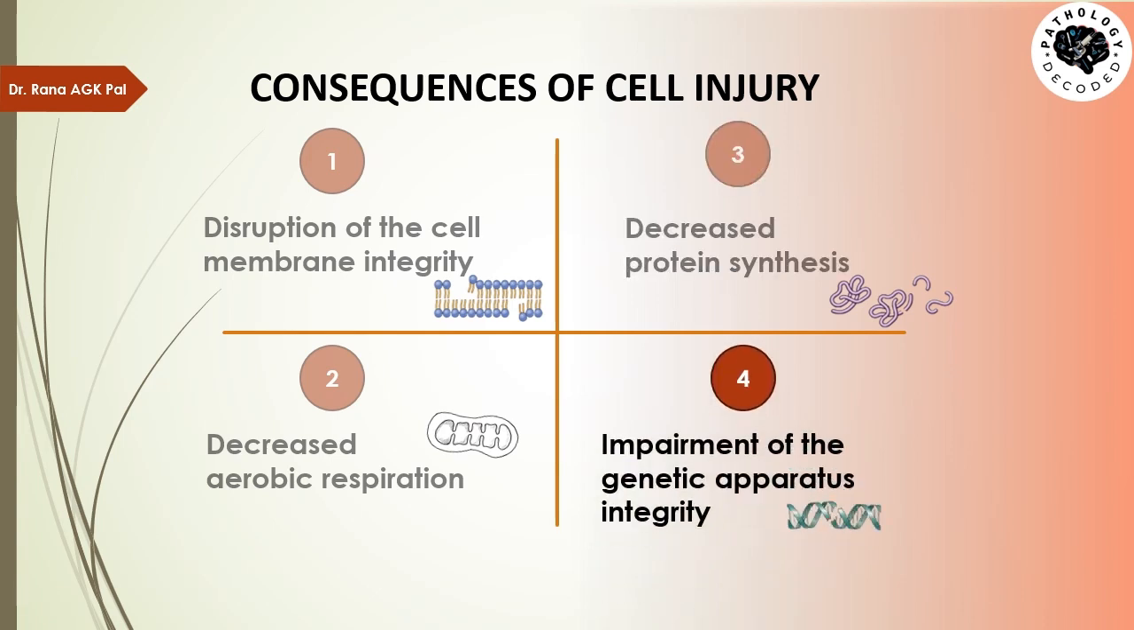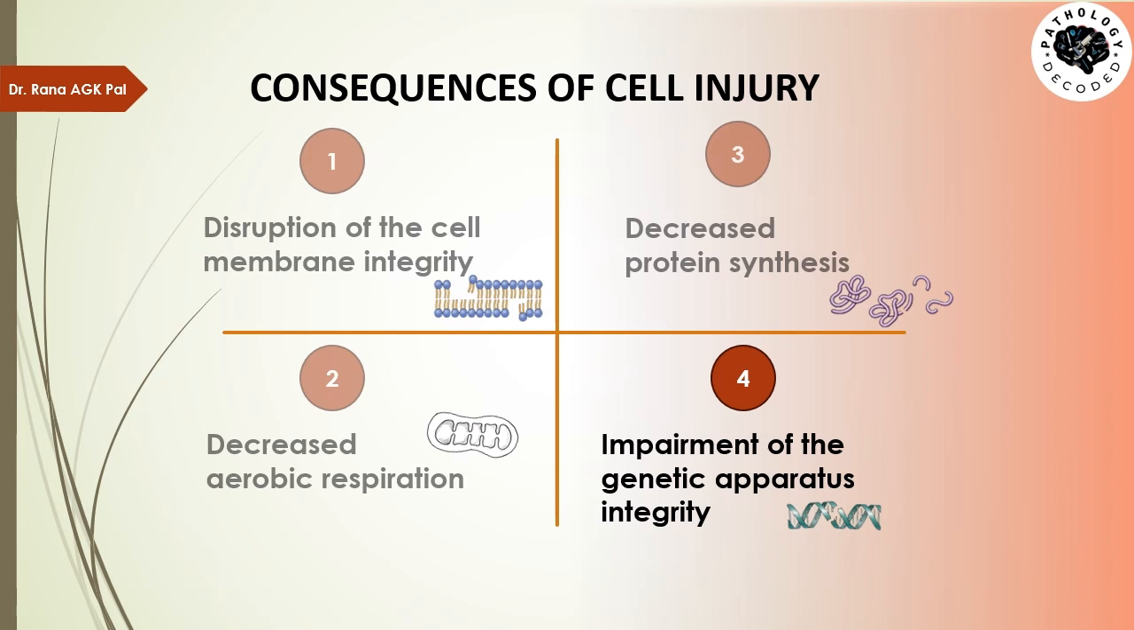And finally, the fourth attack by these agents on the cell is impairment of the genetic apparatus integrity. Now this causes the DNA damage. This DNA damage is largely due to deamination of the cytosine residues to the uracil residues. And whenever the DNA damage occurs, there are certain genes in the body like P53 which get activated, and they give the signal to the DNA repair genes inside the body to repair the DNA. If that damage is repairable, these genes will try their best to repair the DNA.